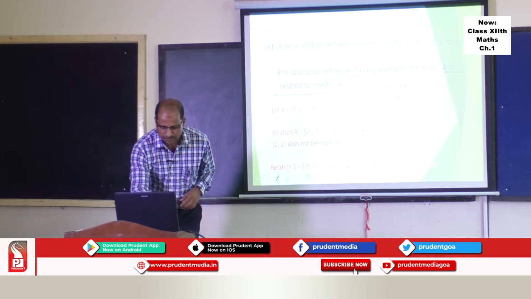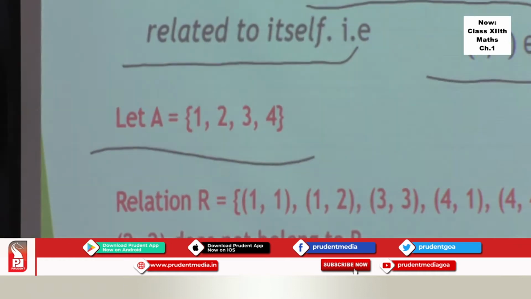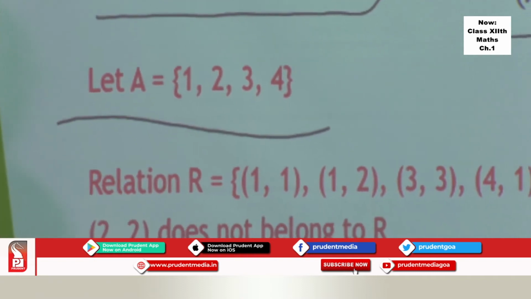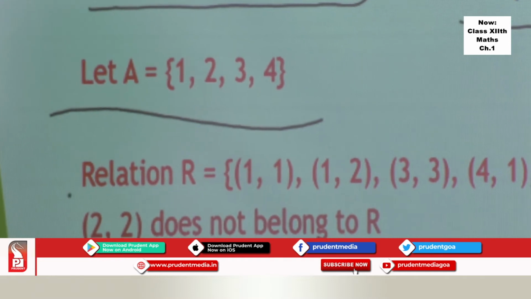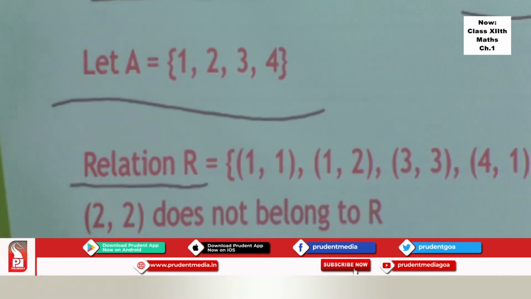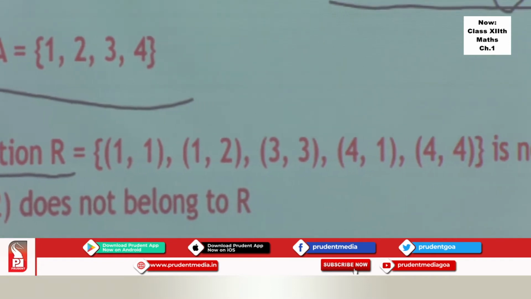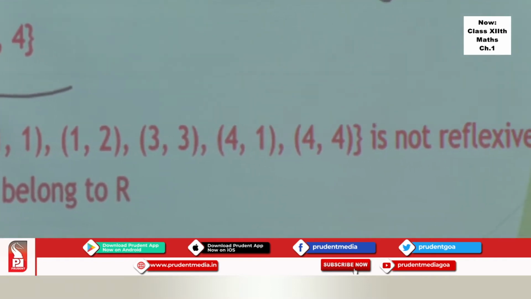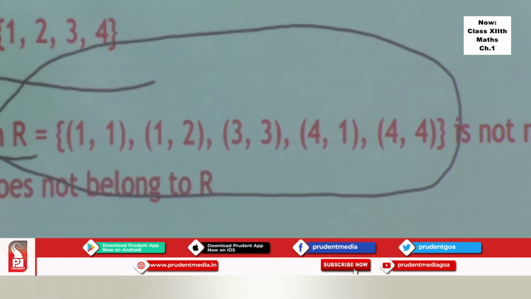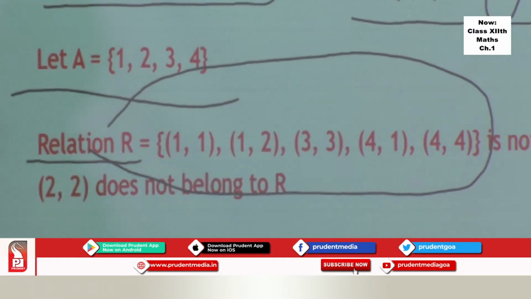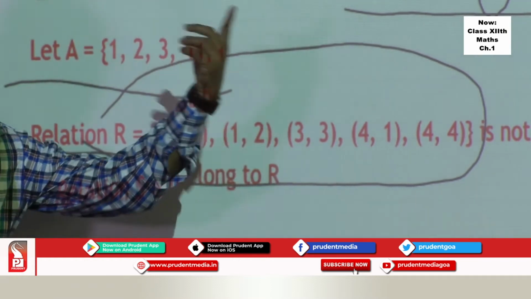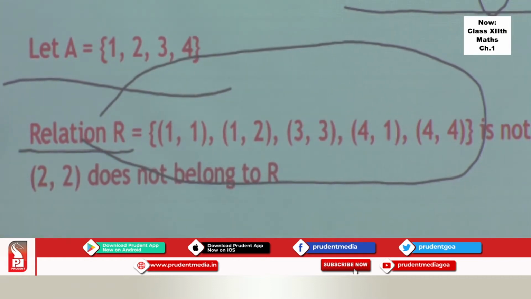Now, let us consider an example. Let A be equal to 1, 2, 3, 4. This is the parent set which we have taken, and here I have taken an example of a relation R. We have taken ordered pairs (1, 1), (2, 3), (3, 3), (4, 1), and (4, 4). If you see, this relation which is given here is not reflexive. Why? Because I give you one counter example here: (2, 2) does not belong to the relation.